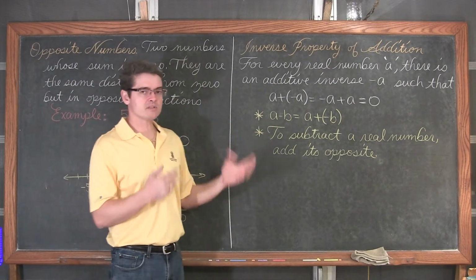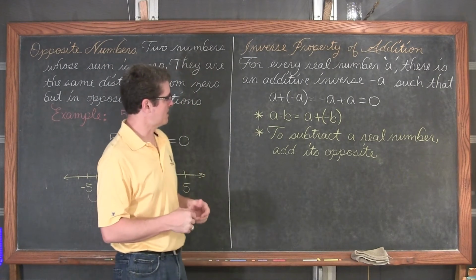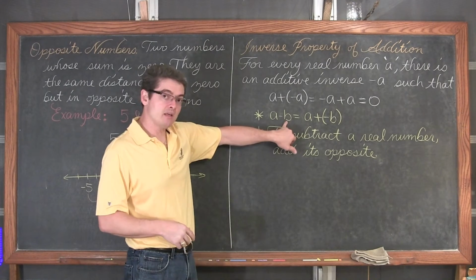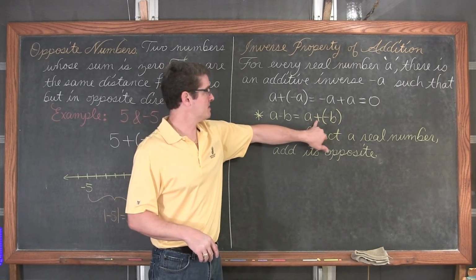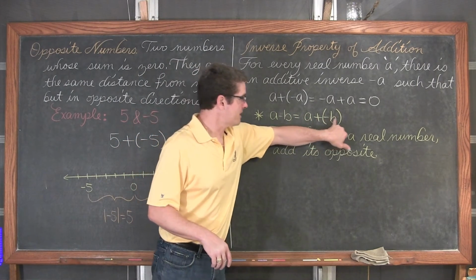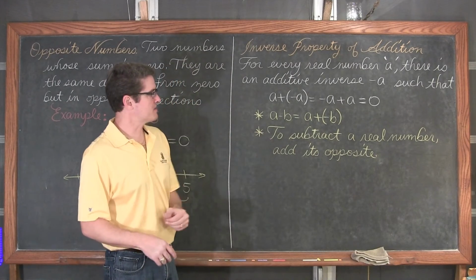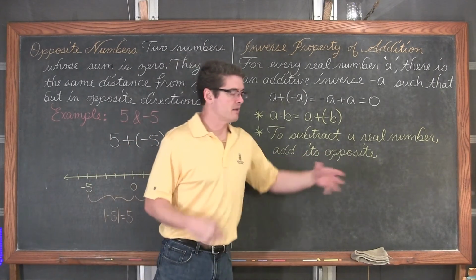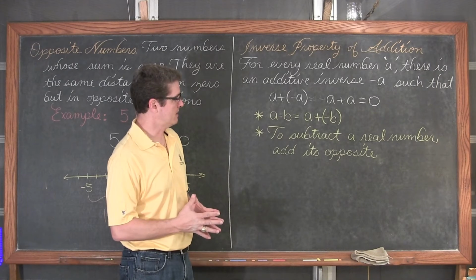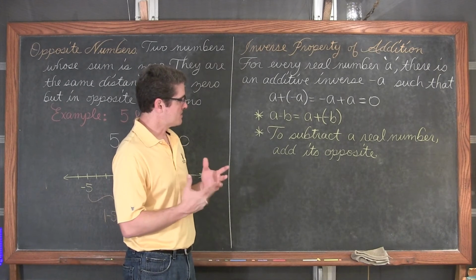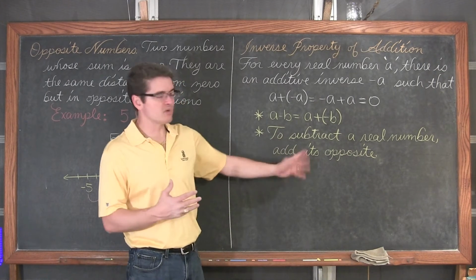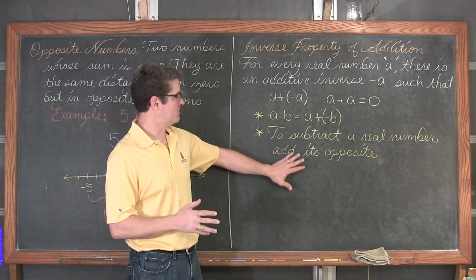And I've already alluded to this a little bit in my notes so far. A minus b is the same as a plus the negative b. So to subtract real numbers, it's said that you can add the opposite. So I'm going to do some examples before I close the video using this idea.